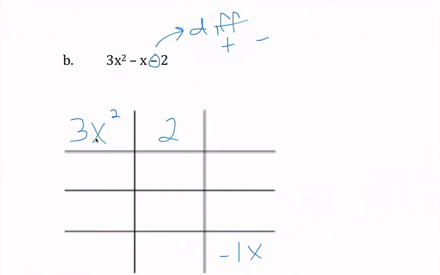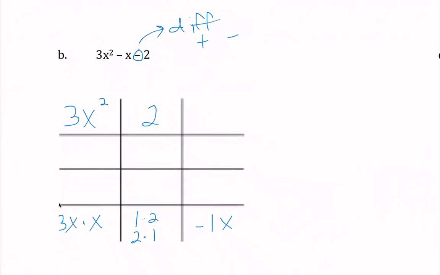So two things I can multiply together to give me 3x squared is 3x times x. And my factors of 2 are 1 times 2 and 2 times 1. All right, so I'll put 3x and x here, and I'm going to start with this guy. So 1 and then a 2. Multiply across. 3x times 1 is 3x. X times 2 is 2x.